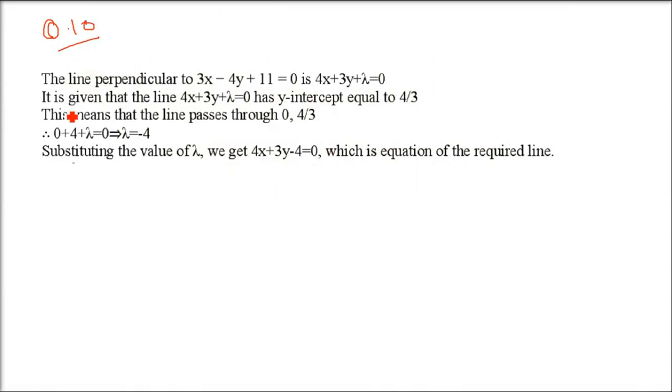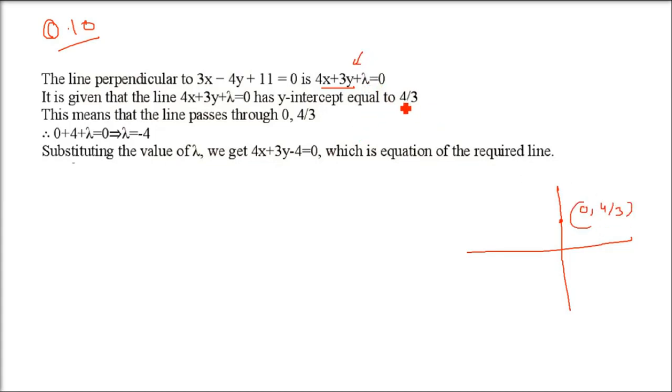This is question number 10. Find the equation of the straight line which has y-intercept equal to 4 by 3 and is perpendicular to 3x minus 4y plus 11 equals 0. So 3x minus 4y plus 11 equals 0. So it will be 4x plus 3y plus lambda, and y-intercept is 4 by 3. Y-intercept is this one, 4 by 3. So x is 0, y is 4 by 3.